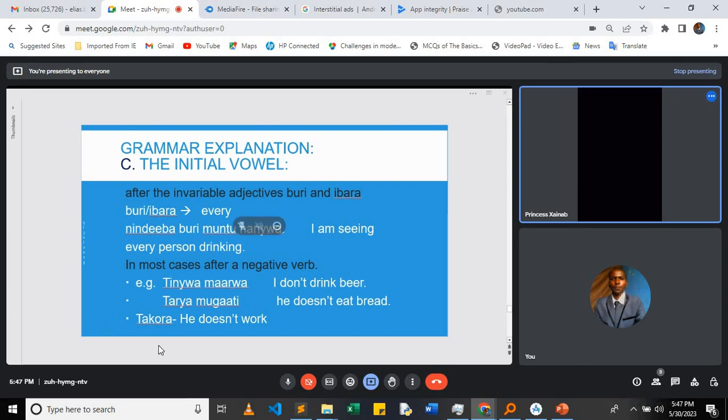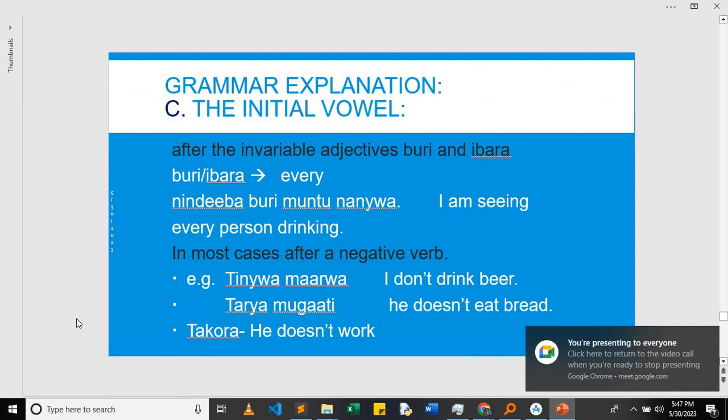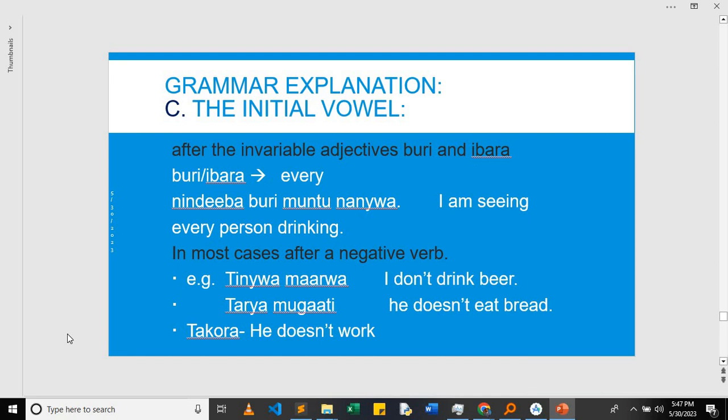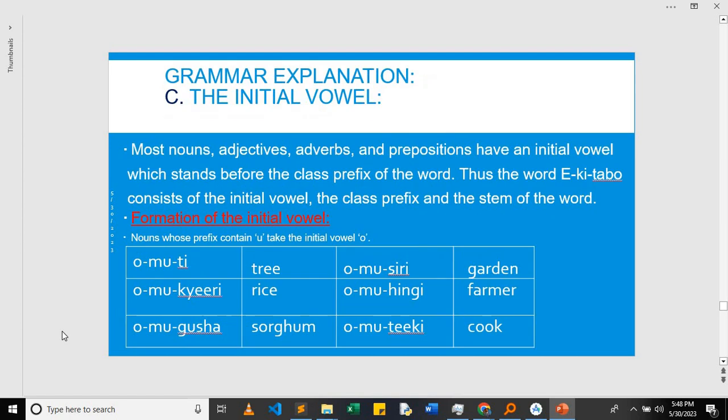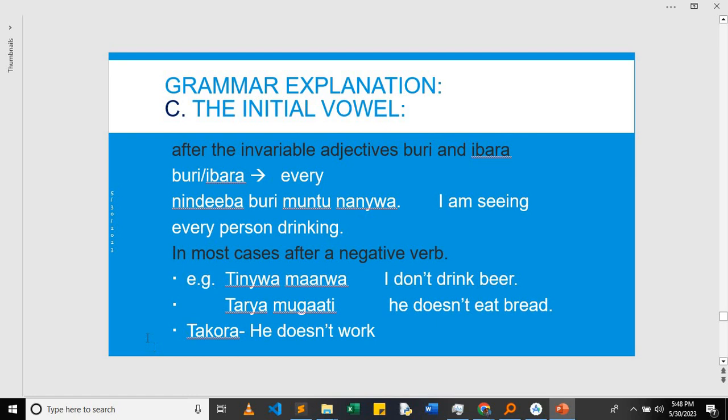Yes, so if you want to say he doesn't work, you say takora. Takora, because here you see we were saying otakora. This one means don't work. You are telling him or her that don't work. So now when we are going to make it doesn't and want to put in the word of he or she, then we put takora.